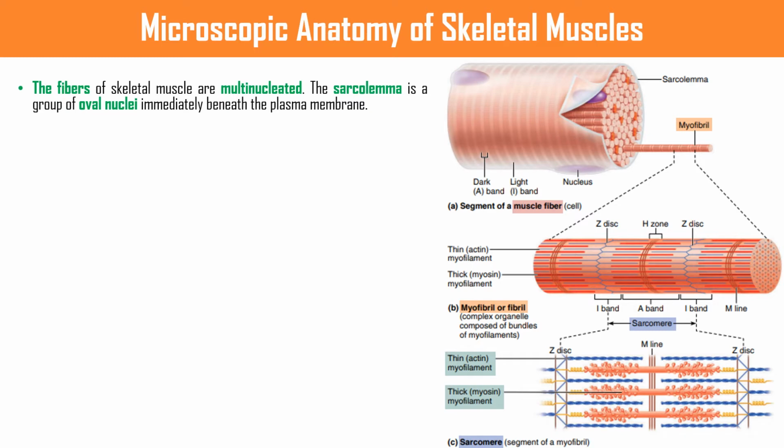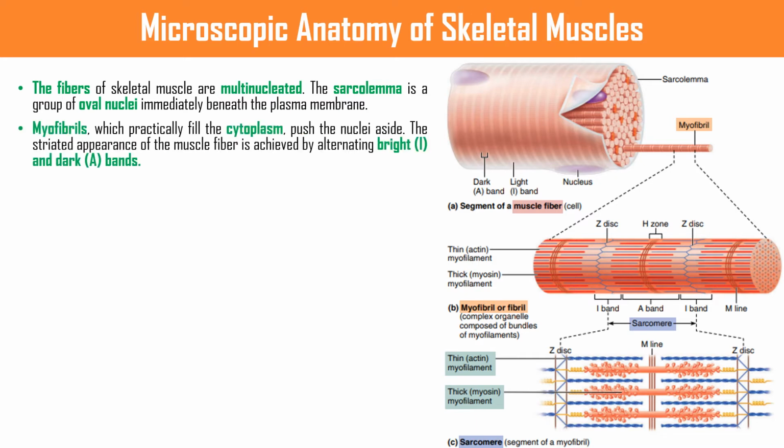The fibers of skeletal muscles are multinucleated. The sarcolemma has a group of oval nuclei immediately beneath the plasma membrane. Myofibrils, which practically fill the cytoplasm, push the nuclei aside. The striated appearance of the muscle fiber is achieved by alternating bright and dark bands. Bright bands are the I bands and dark bands are the A bands.